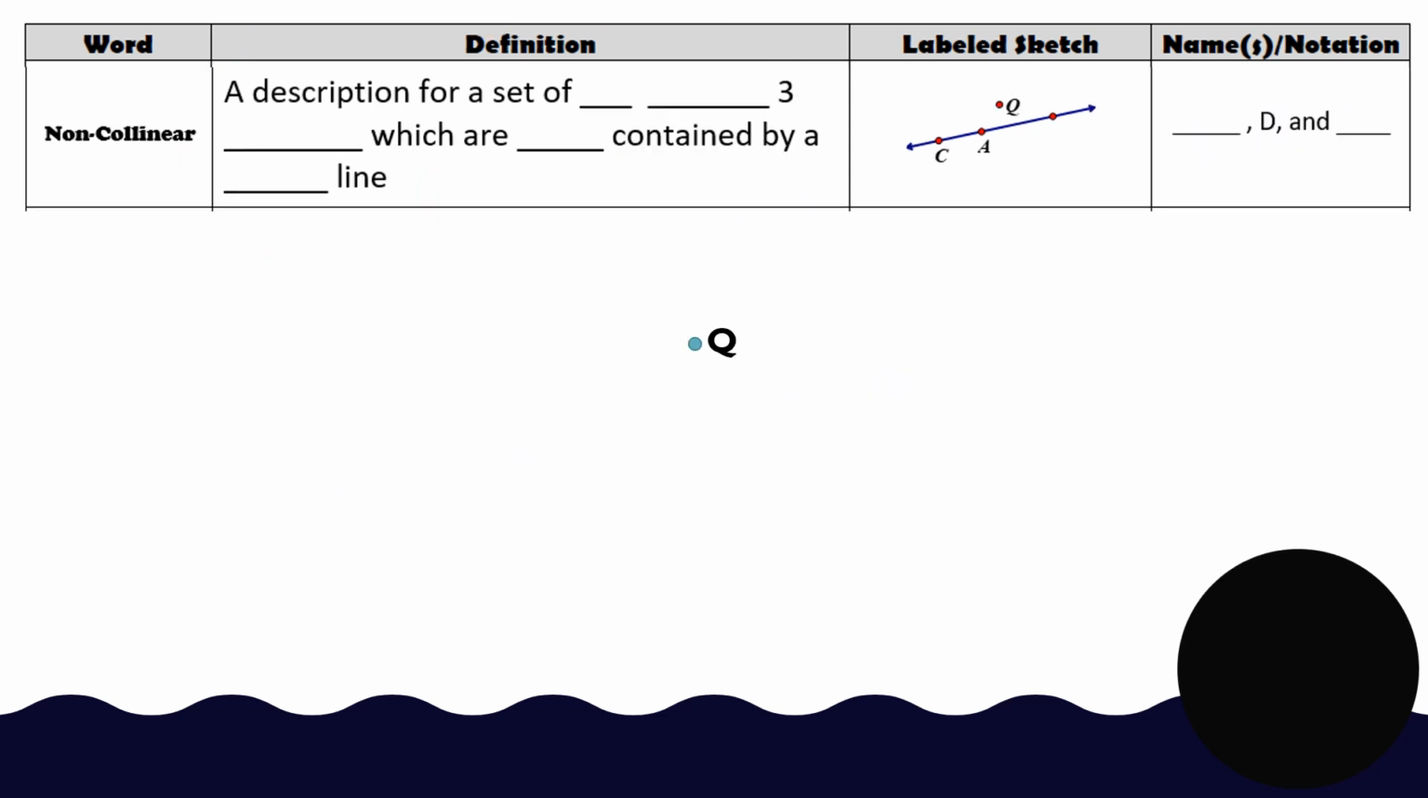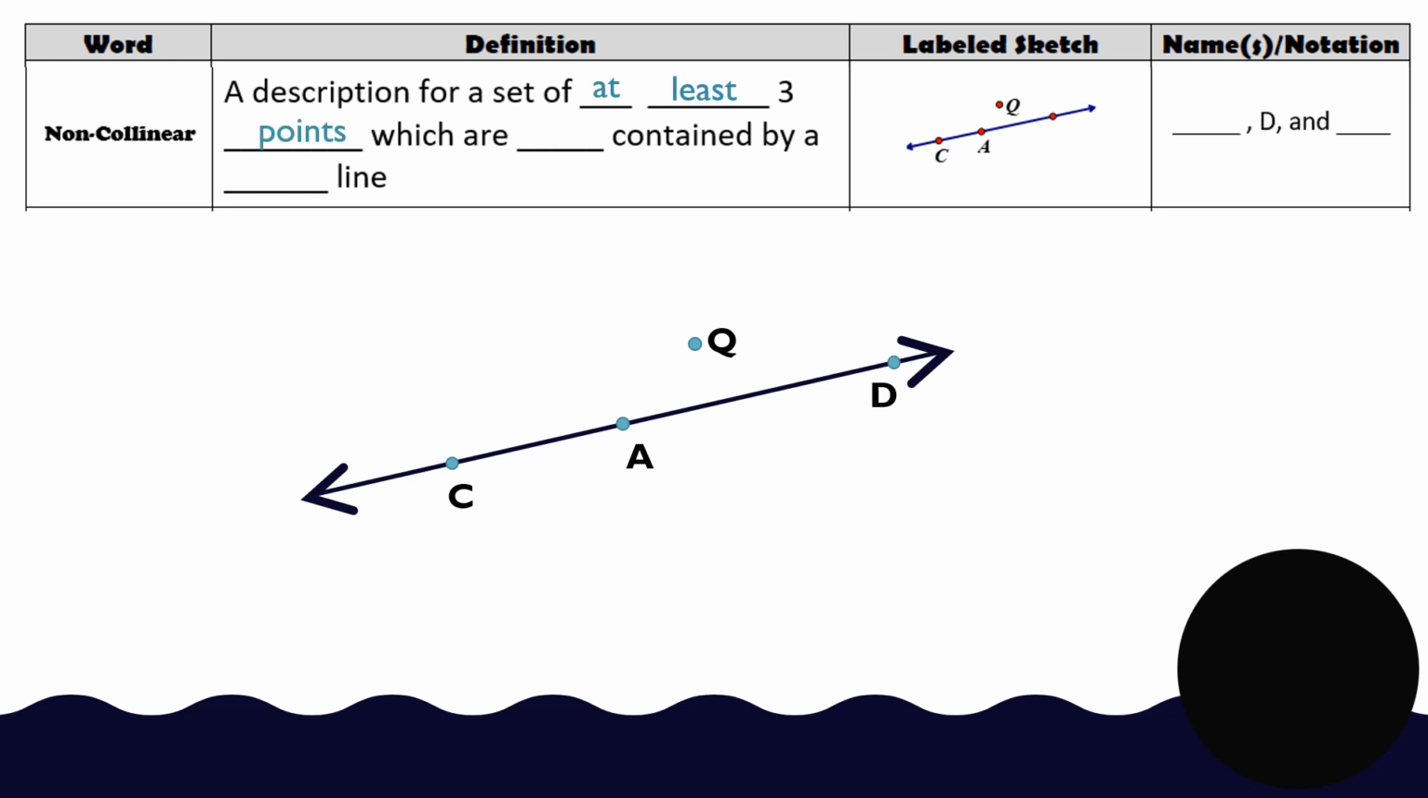The next one is non-collinear. You're going to see a picture show up. Okay, so non-collinear is a description for a set of at least 3, could be 4, could be 5, could be 10, honestly, at least 3 points. And the opposite of collinear is they are not contained by a single line.